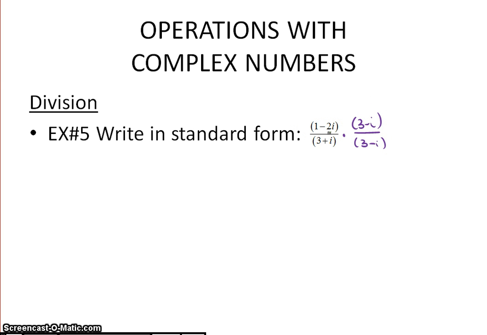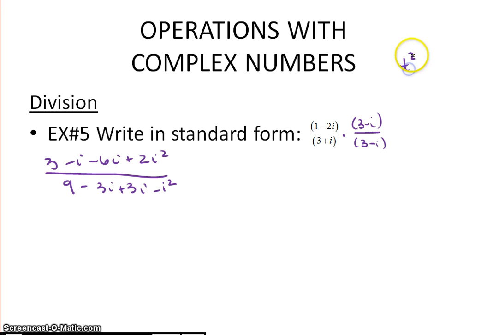So we're going to have to use FOIL or box method. So first gives me 3, outer gives me minus i, inner gives me minus 6i, and last gives me plus 2i squared. And in the denominator, 3 times 3 is 9, outer is minus 3i, inner is plus 3i, and last is minus i squared. And again, i squared is minus 1.